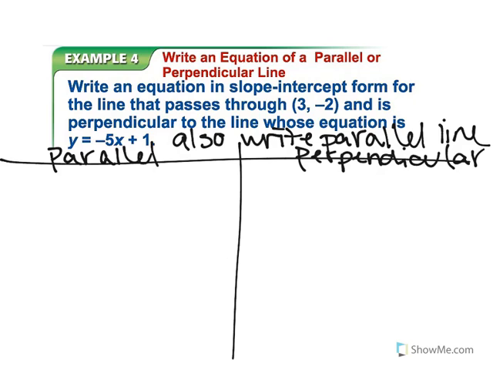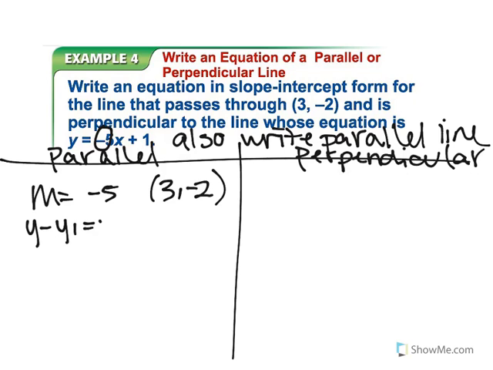So I'm going to start with the parallel equation. It means it needs to be the same slope as this equation. So I know that my m needs to be -5. And we know it needs to pass through the point (3, -2). So what we're going to do is start with point slope form, which is y minus y1 is equal to m times x minus x1. And then we're going to convert it to slope-intercept form.